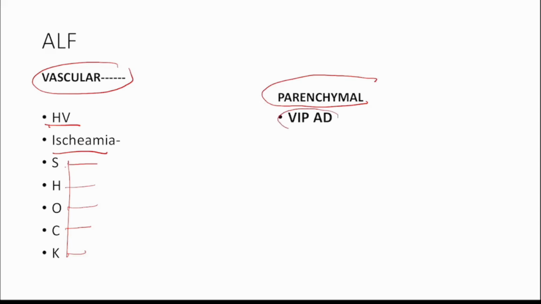Parenchymal, we have already mentioned the VIP, B for virus. Among the viruses, hepatitis B virus, hepatitis E, especially in pregnancy. Other viruses we have mentioned, alcohol, drugs, and toxins. Among the toxins, always remember Amanita phalloides.